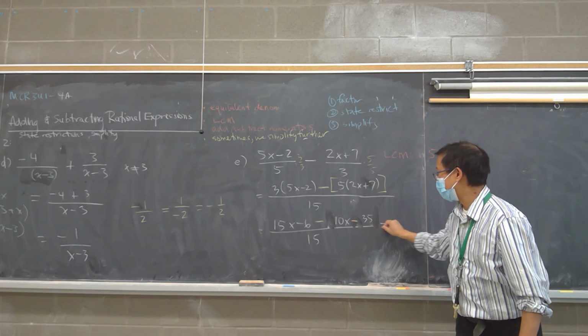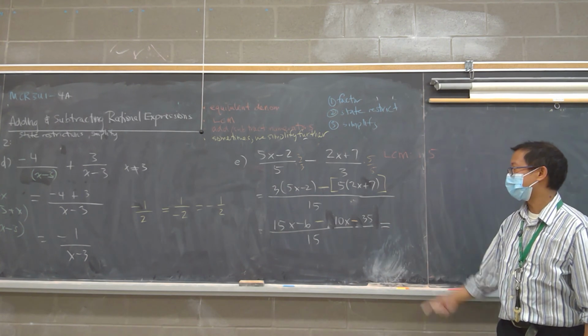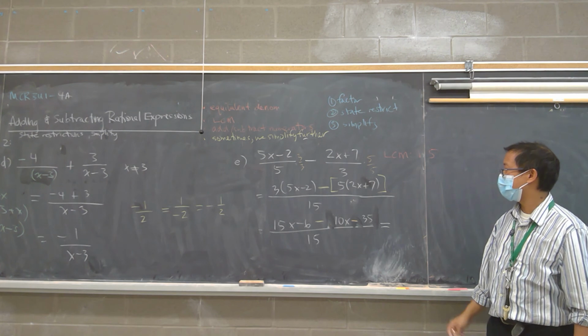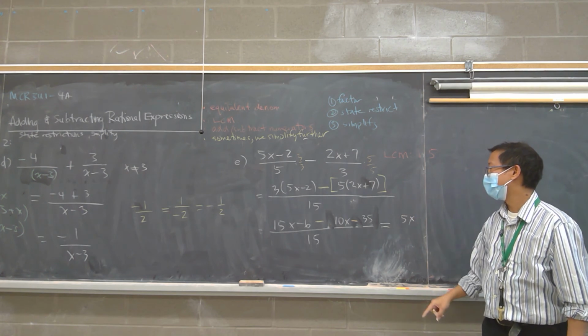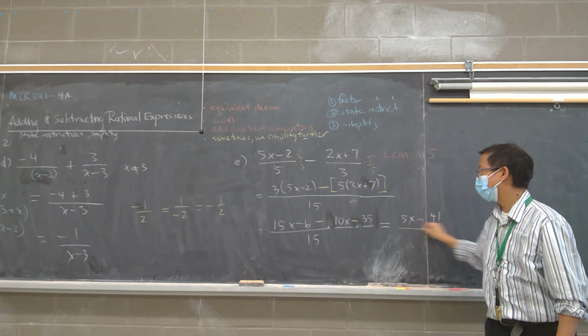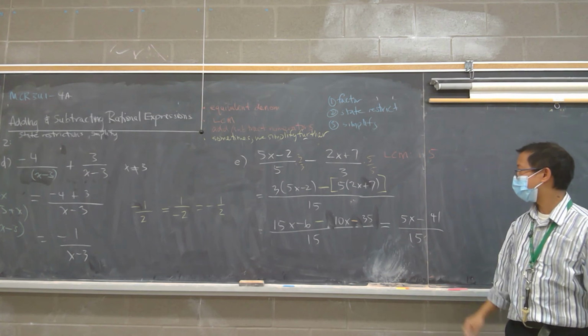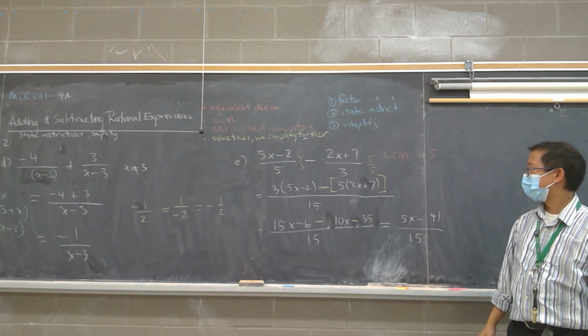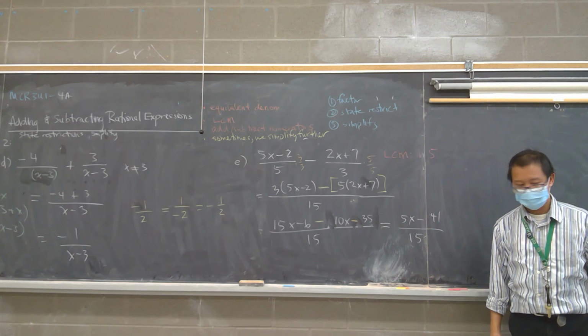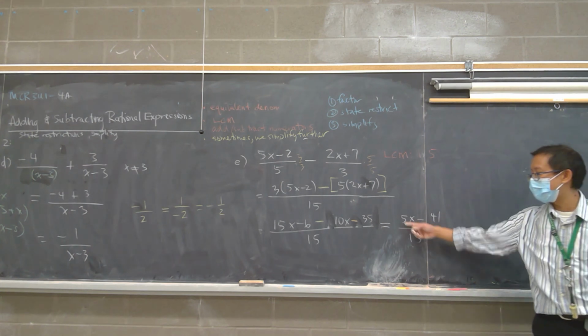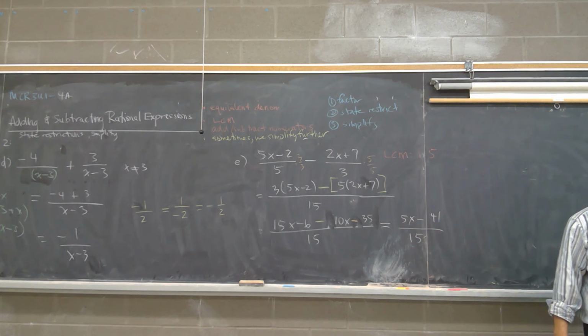And I apologize, this is bad math. Normally I write underneath, but it's because we're doing this. 15x minus 10x, I think that's 5x minus 41 over 15. And I think that's the answer. There's nothing else to reduce, although 5 and 15. 41, I think, is a prime number.